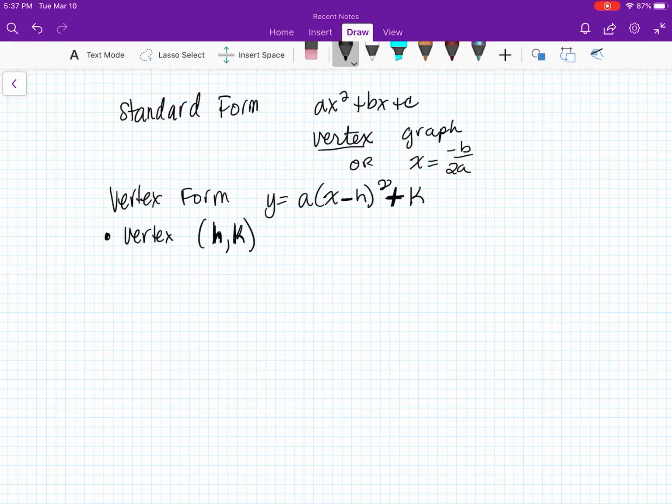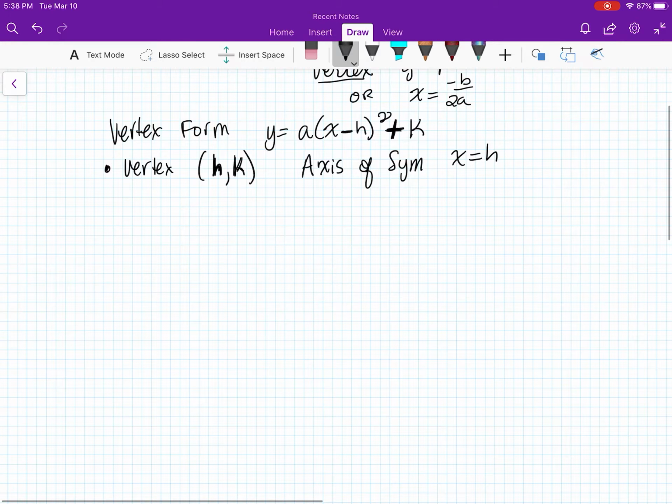Notice inside here, this is negative h. Whatever h is, we're going to do the opposite. In other words, we'll come back to that. And then our axis of symmetry is at the equation x is equal to h. Okay? Now, let's talk about some examples.